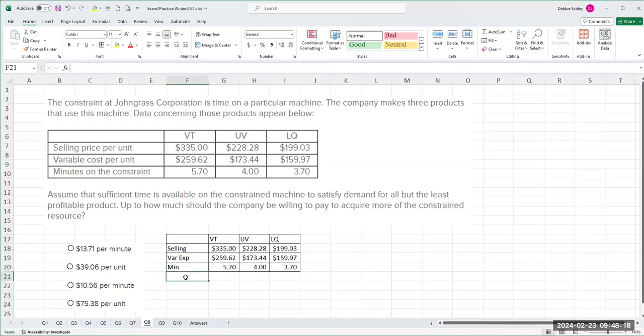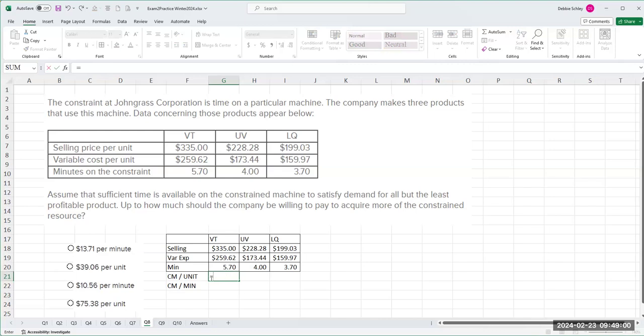So I need to figure out the contribution margin per unit. And then I need to figure out the contribution margin per minute, because that's what I need to look at. I don't want to spend more than what the lowest contributing product earns in contribution margin per minute. And normally then we would add that to what we normally pay per minute, but they did not give us that information. And that's why I feel like they worded the question wrong, but we're gonna get there.